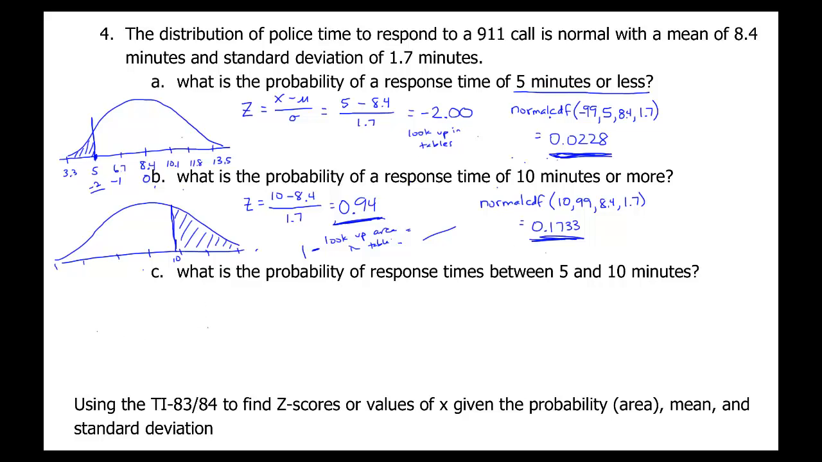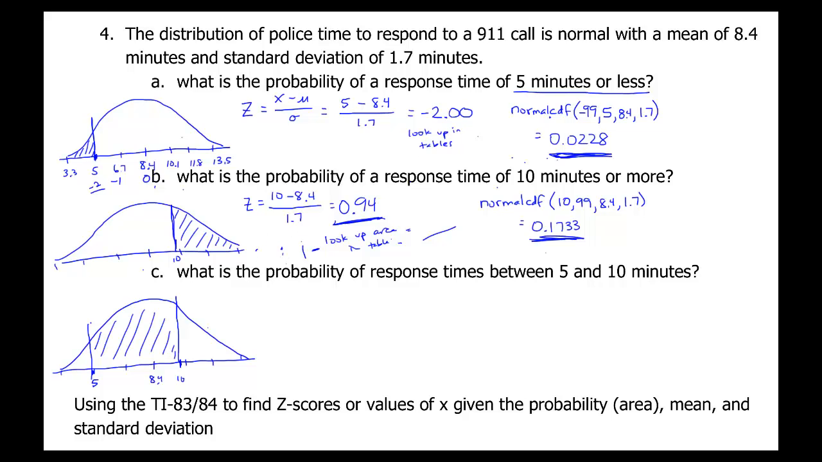Okay. Last one of this type. We want the probability of response times between 5 and 10 minutes. So again, the mean is 8.4. 5 was here, that had a z-score of -2. 10 was right here, which had a z-score of 0.94. And we want the area between them, the response time between 5 and 10 minutes.